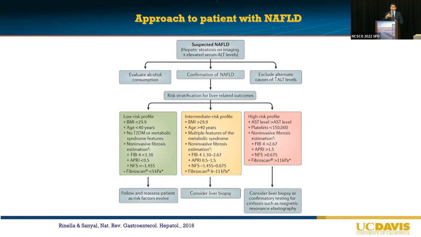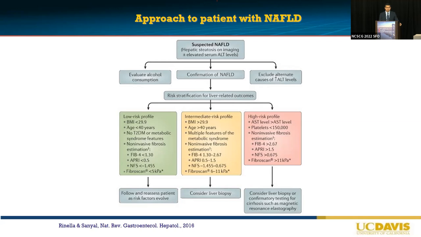Second, when FIB-4 is between 1.3 and 2.67, you think this patient might need a secondary workup. You do imaging to try and find out where you stand. If it's more than 2.67, you do more secondary testing as well as consider a liver biopsy in these patients. But some of these are changing as we go forward.